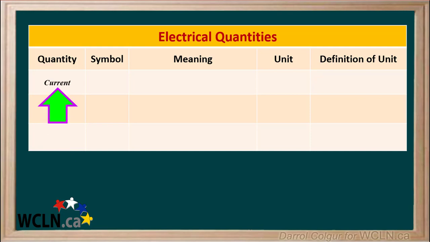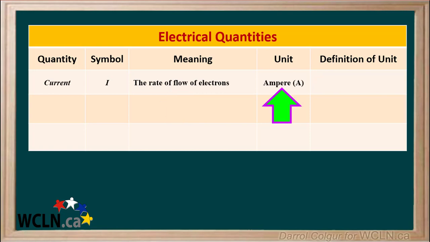We'll start with current. Its symbol is a capital I. Electrical current is the rate of flow of electrons in an electrical circuit. The unit used for current is the ampere. 1 ampere is defined as the rate of flow of 1 coulomb of electrons per second.